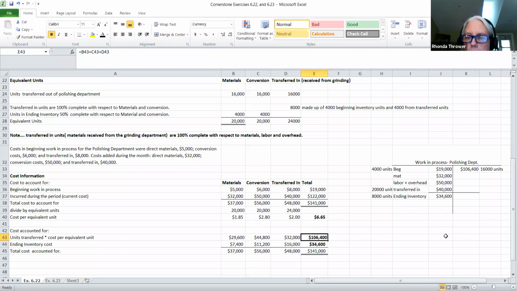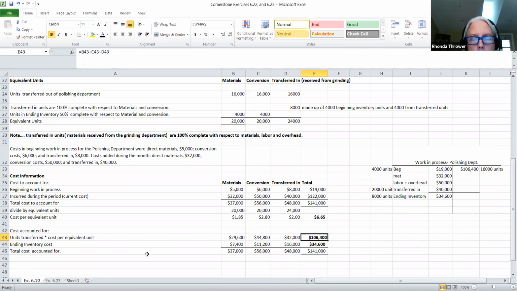Over here on the side, I created a T account to help demonstrate the cost and the units and how they would flow through the work in process account. Notice this $106,400 that I came up with is the cost that we're transferring out. Notice the units that we're transferring out are 16,000. In our work in process, our beginning inventory was 19,000. Those were the costs there. And then these are our current costs for this period. All of them combined are 122,000. So your beginning inventory plus your current cost minus what you transferred out will leave you with the ending inventory cost of 34,600, which is going to balance when we finish this reconciliation. This should be the balance of this, just like this is the balance of this.